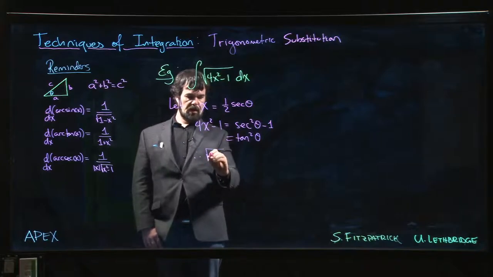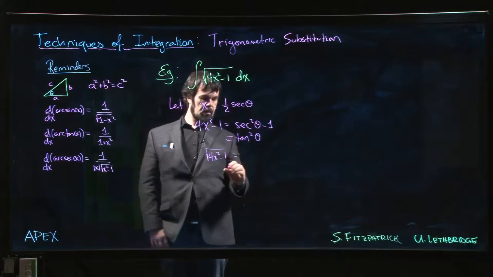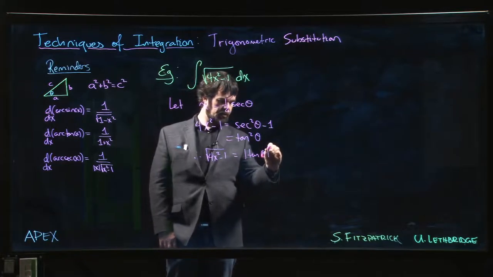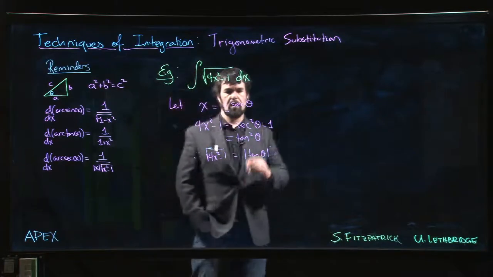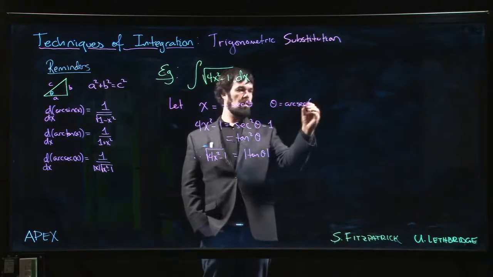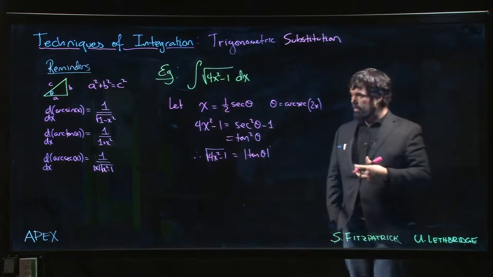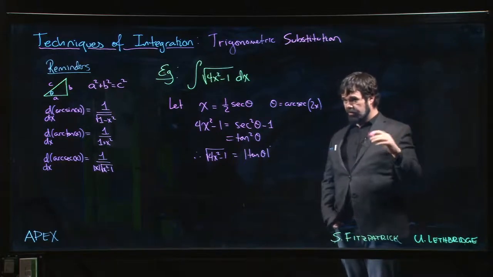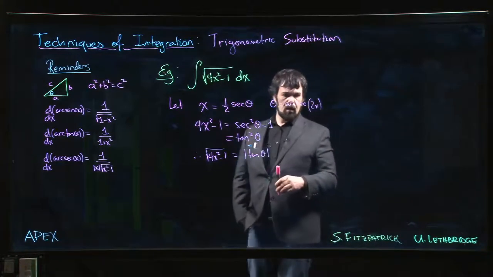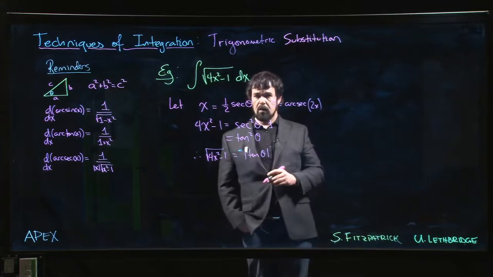So that means that the square root of 4x squared minus 1 is, well, here's the thing. Technically, I should put absolute value of tan theta there because what I'm saying here is that theta is defined as arc secant of 2x. That's the definition I'm going for here. So if we use this sort of trig-friendly definition for arc secant, where arc secant takes values in the first and the second quadrants, well, if theta is in the second quadrant, then tan theta is negative, right? So tan theta cannot be a square root.